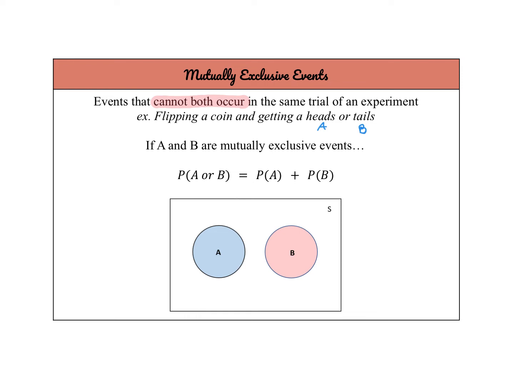So the way you find the probability of two things that are mutually exclusive, so the probability of event A or event B happening, is simply finding the probability of event A happening and then adding it to the probability of event B. So if you have an OR problem, we're going to add up the two individual probabilities.